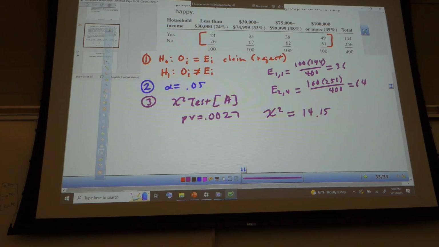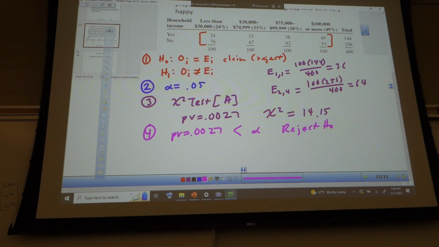Step 3. What color am I missing? Red, blue, green, pink. Chris? For Step 4, I got the p-value 0.0027. That's going to be less than alpha, and you reject H naught. Yep, so you reject H naught.